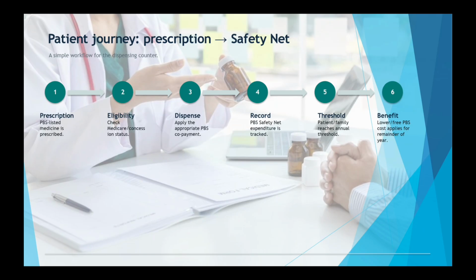If it is not highlighted over there, we will be checking that one. We will be checking whether the prescription is PBS or non-PBS. If it is clearly mentioned non-PBS, we won't be giving the PBS price. And with that eligibility, once we know that they have the concession, then we will apply those details in the system, and the dispensing system will give the price.